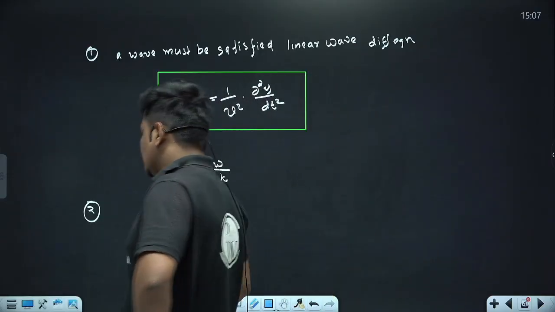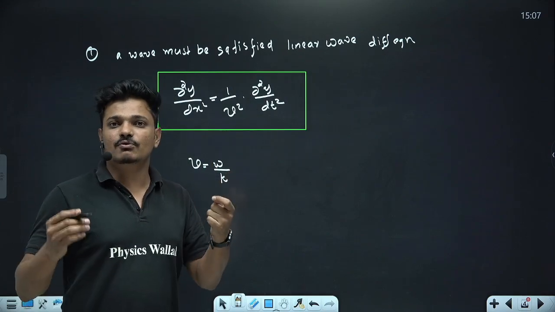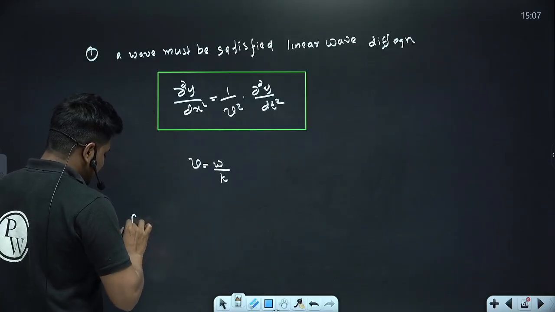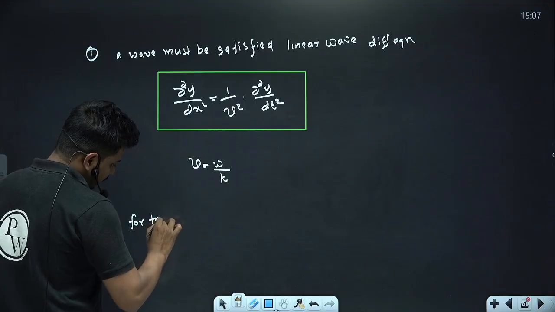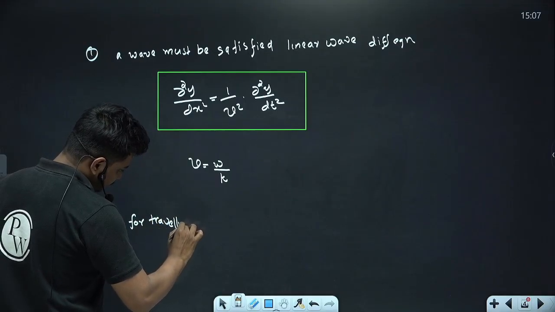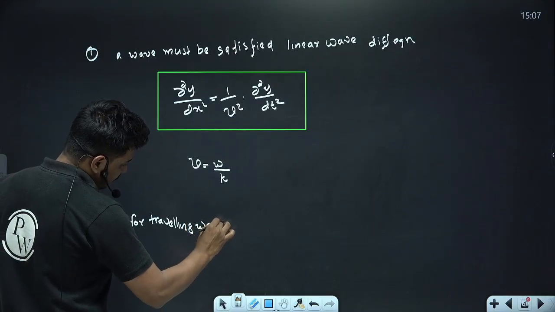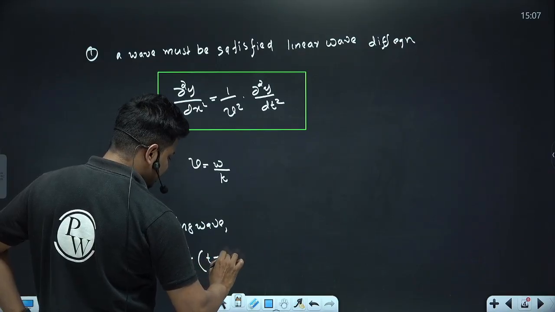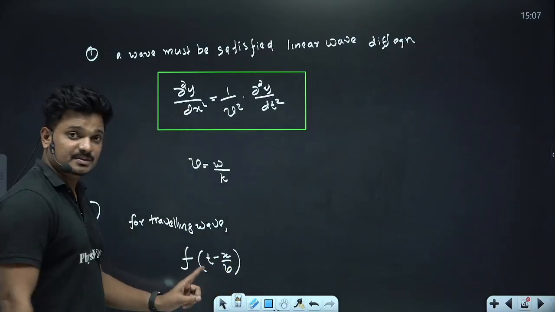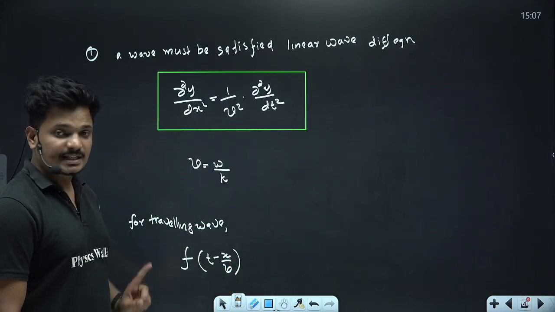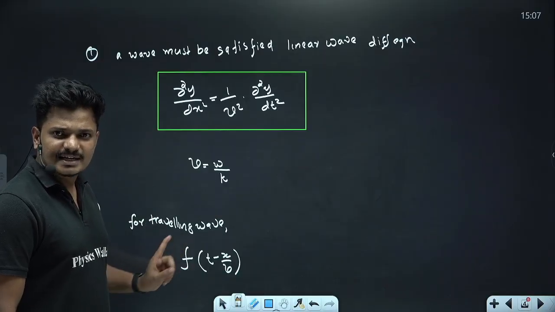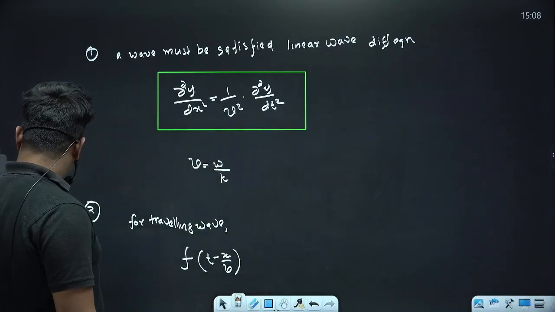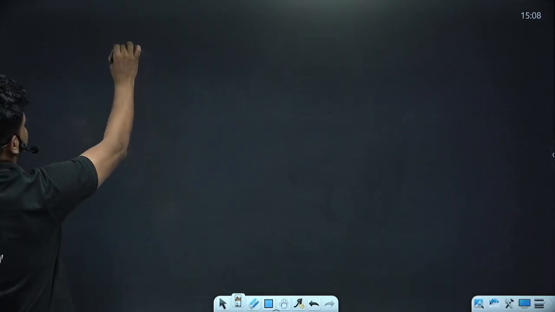Another thing: what is the general expression for a traveling wave? For a traveling wave, it must be a function of t minus x by v. Then only we can say this is a traveling wave.